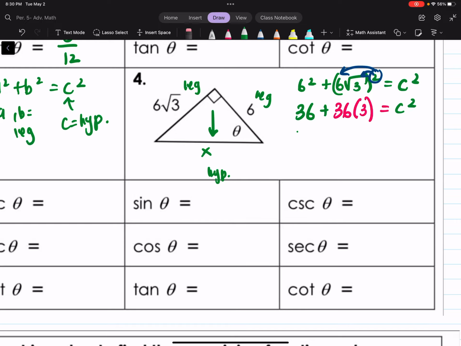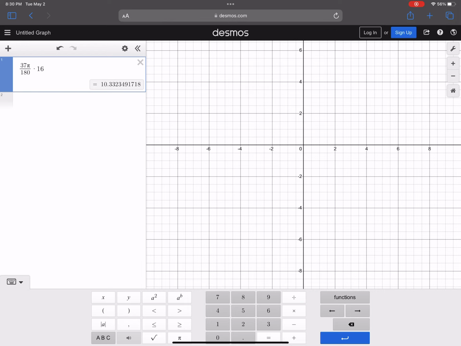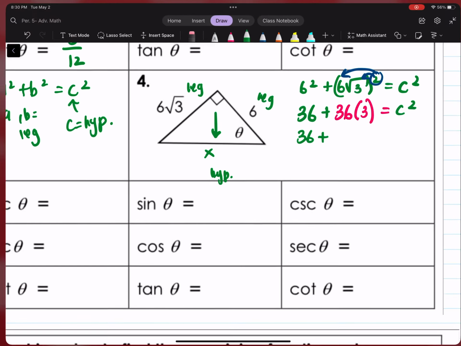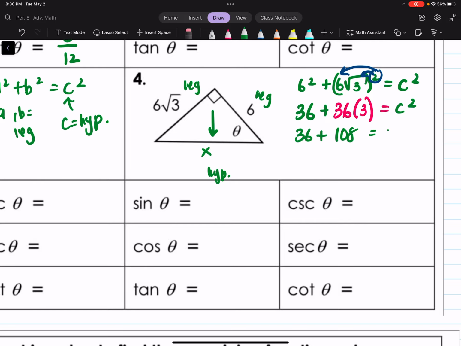Now let's just do this algebra. 36 plus, what's 36 times 3? Just use your friend Desmos, 36 times 3. Gives me 108 is equal to c squared.